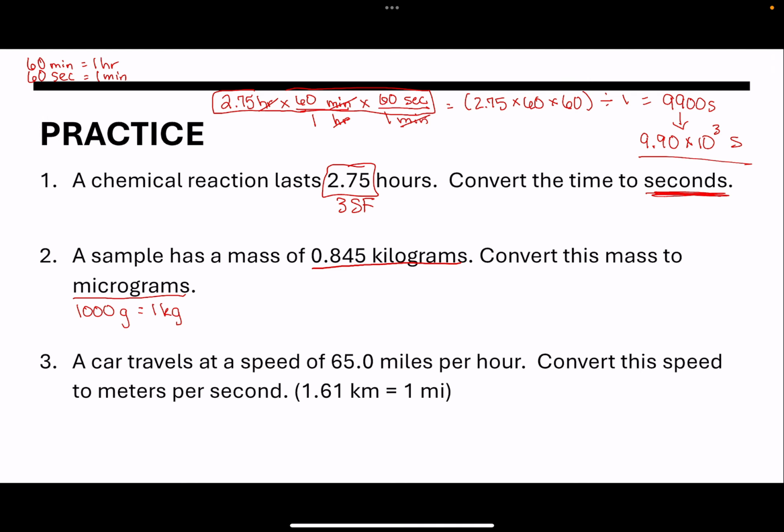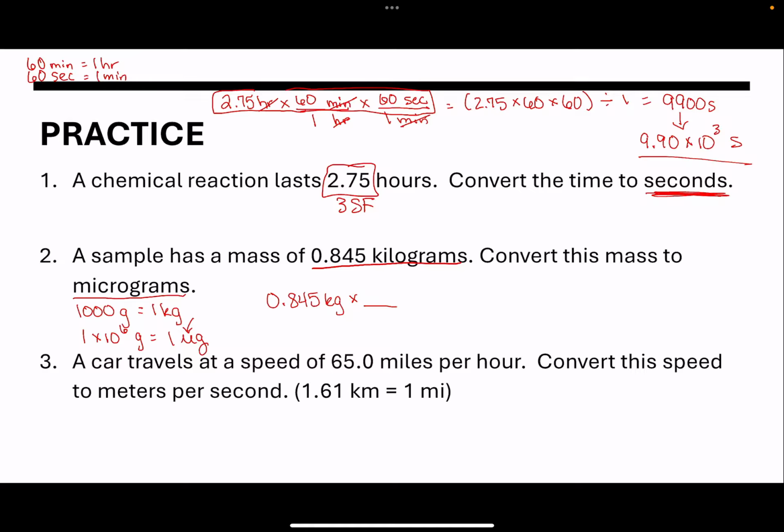And then there are 1 times 10 to the 6 micrograms in 1 gram. Now here's a little weird symbol right here. This little curvy U is the symbol that we use to represent a microgram. So I'm going to set up my problem, 0.845 kilograms.